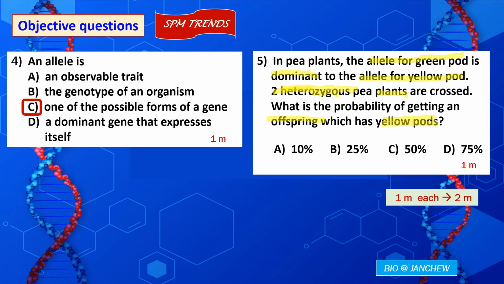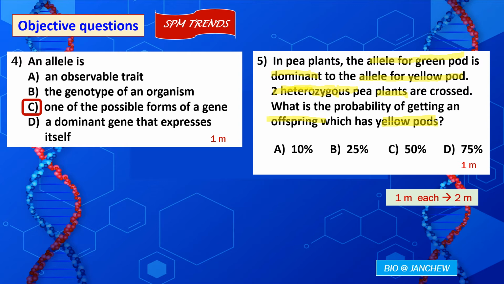So what letter can you assign to these alleles? Always follow the dominant allele as far as possible. So the dominant allele is the allele for green pod. So we can use the letter associated with the word green. We can use capital G. So let capital G be the allele for green pod, and put in brackets, dominant.